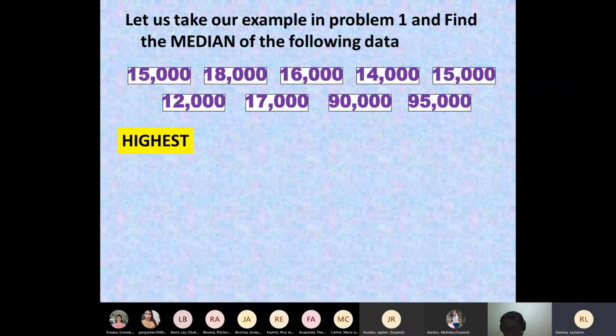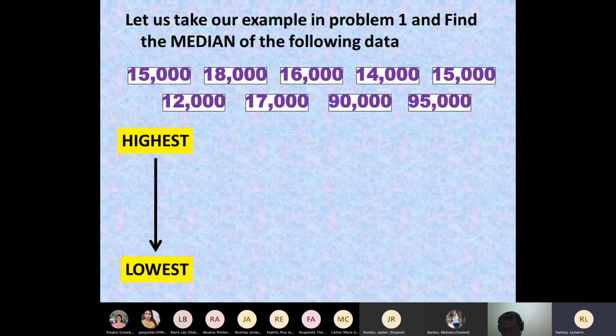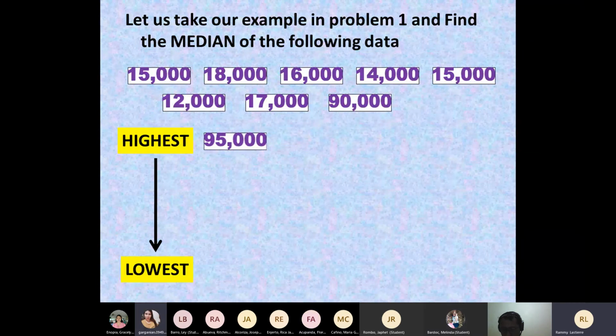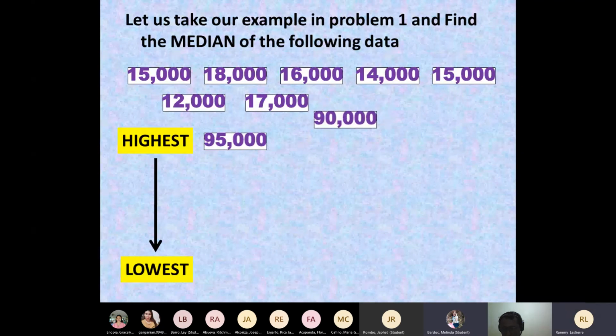What is the highest value? 95,000. Okay. So meaning to say, if you use highest to lowest, the highest value is 95,000. Followed by 12,000? 90,000. Okay, correct.